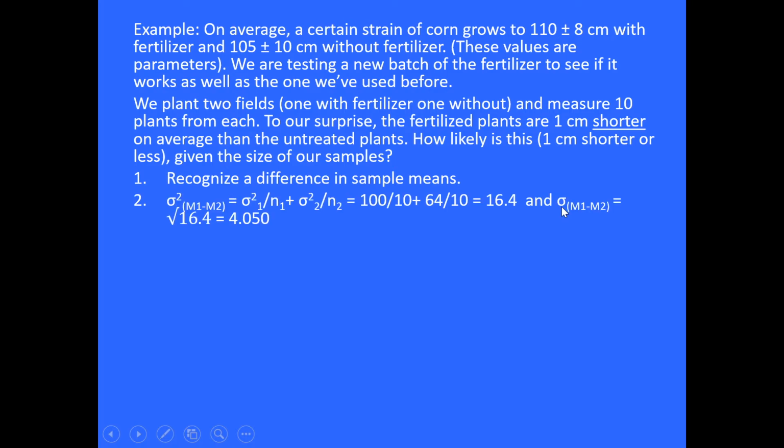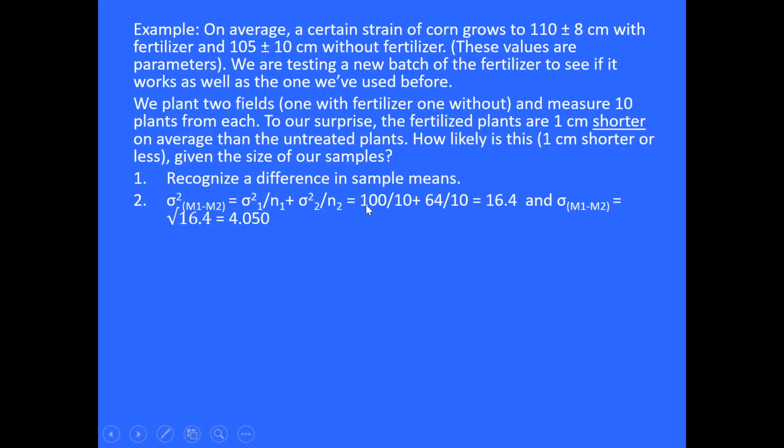Okay? So, using that variance sum law that I was just talking about, the variance of the sampling distribution would be the sum of the individual variances. Remember, the standard error of the difference between means is going to be the square root of that.